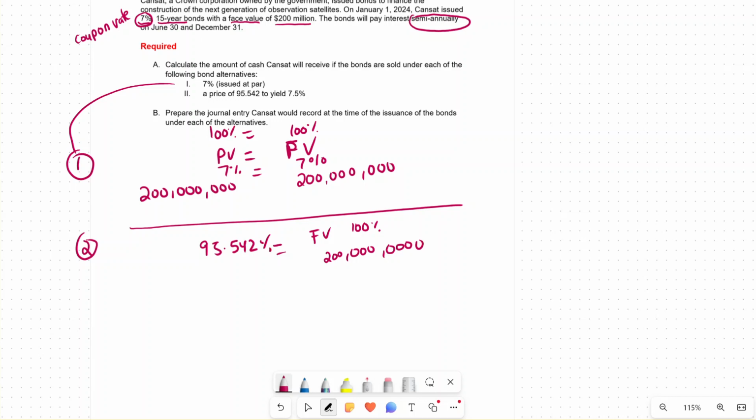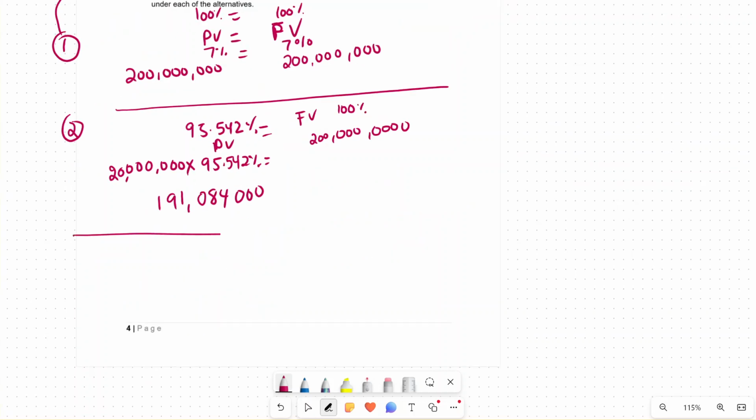So what we have to do is take the face value of your bond, which is 200 million, and multiply by 95.542%. It will give me the present value of your bond. Again, we're calculating the present value, and that will be 191,084,000. You could also have a premium bond. For a premium, the present value will be more than 100%.